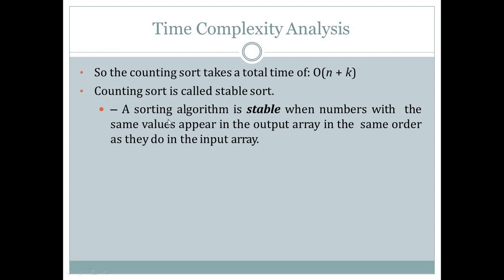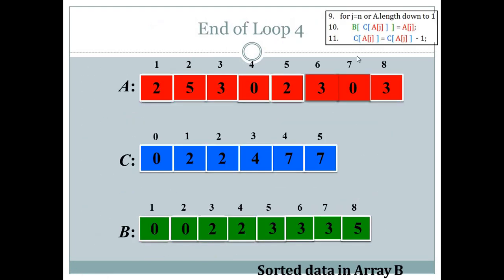Now this is the main thing. A sorting algorithm is stable when numbers with the same value appear in the output array in the same order as they do in the input array. Counting sort is stable. Why stable? In this example our 3 is placed at the last index. This 3 is earlier than this other 3, meaning at index 6 we have 3 and at index 8 we have 3.